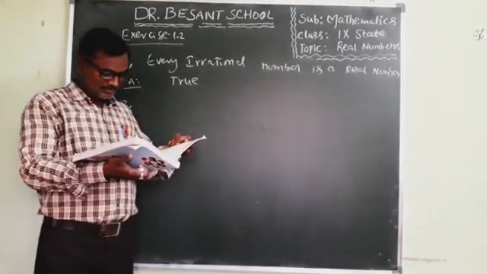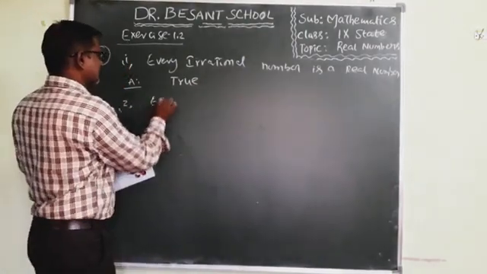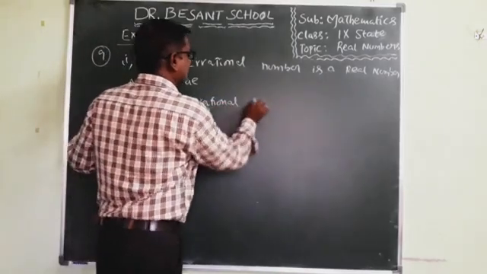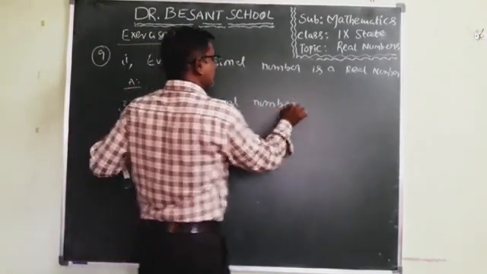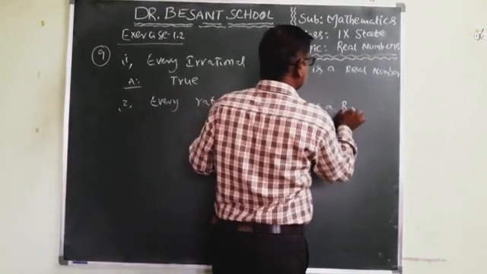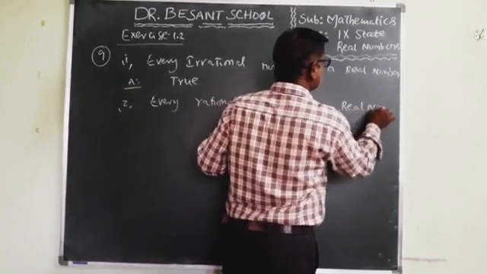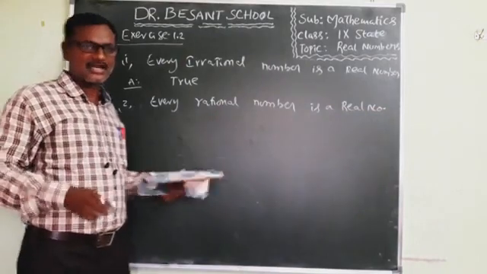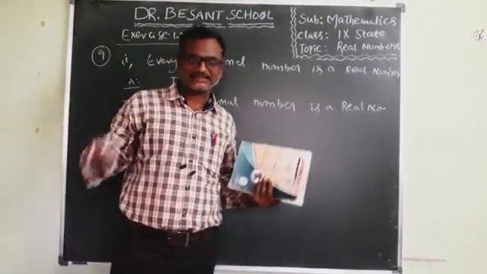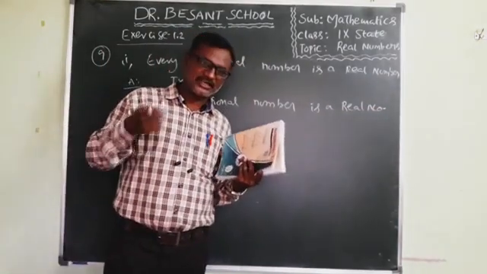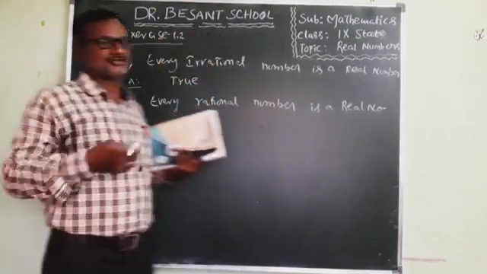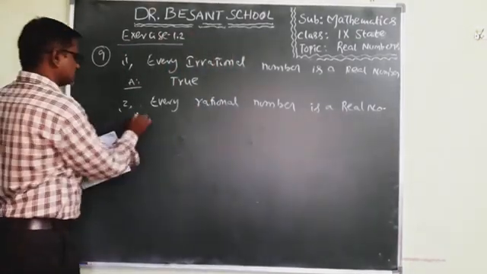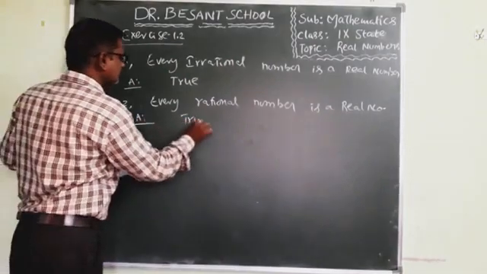Every rational number is a real number. It is also true. Why? Because real number is nothing but what? Combination of rational and irrational numbers. Combination of rational and irrational numbers are said to be real numbers. So every irrational number is a real number, every rational number is also a real number. So this is also true.